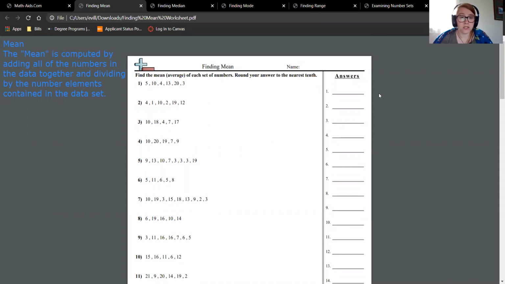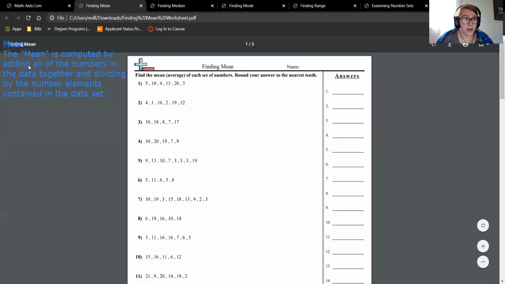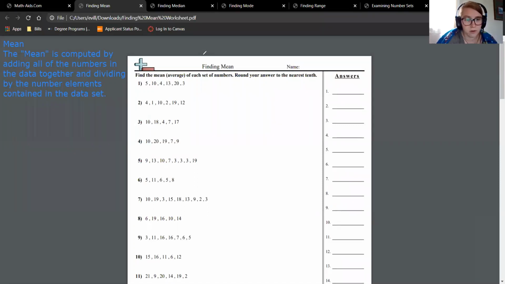So this worksheet is just having you focus solely on finding the mean. Again, the mean is when you add all the numbers together and then divide by how many there are. So we have 1, 2, 3, 4, 5, 6 numbers. So we have to add them all together first for number 1.